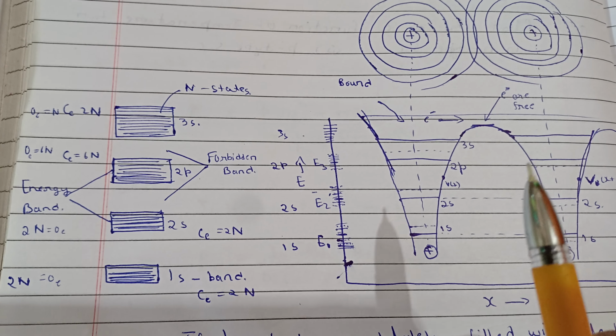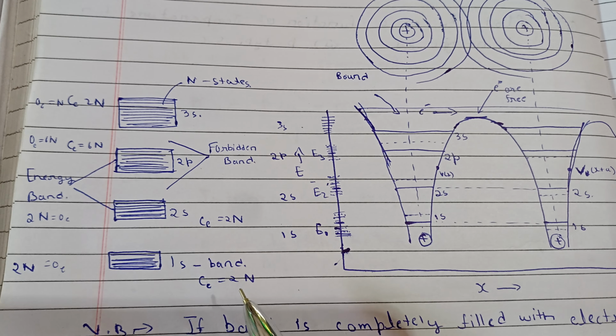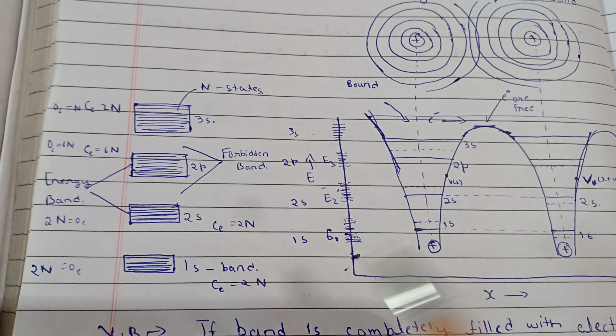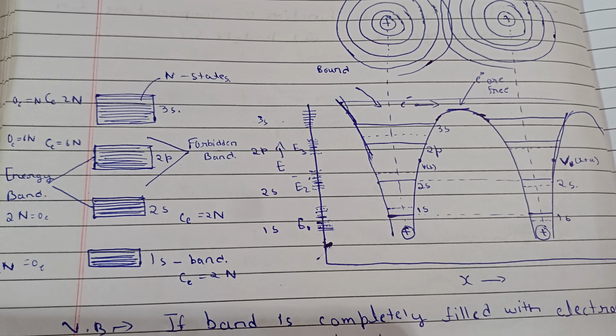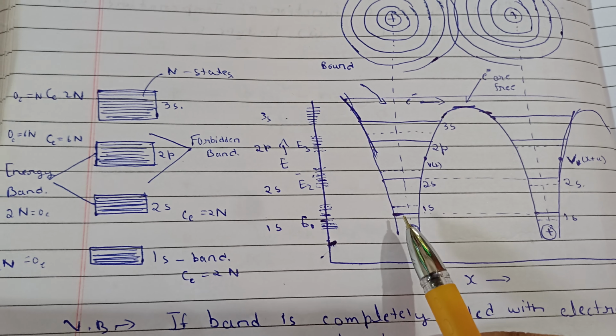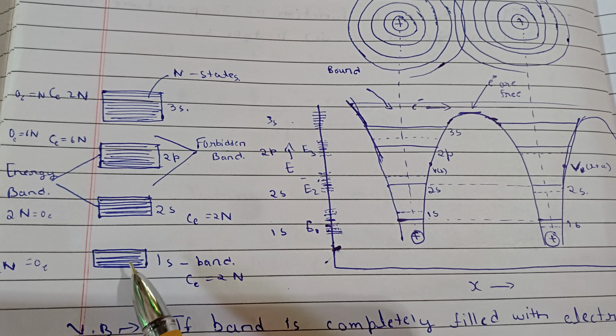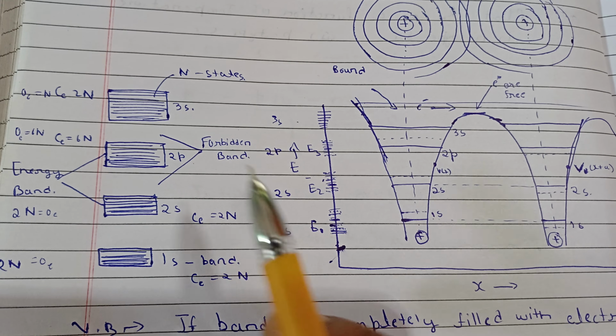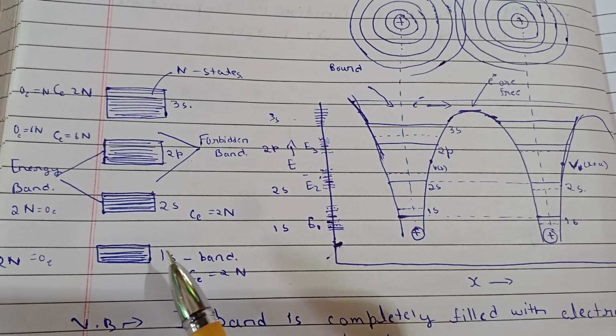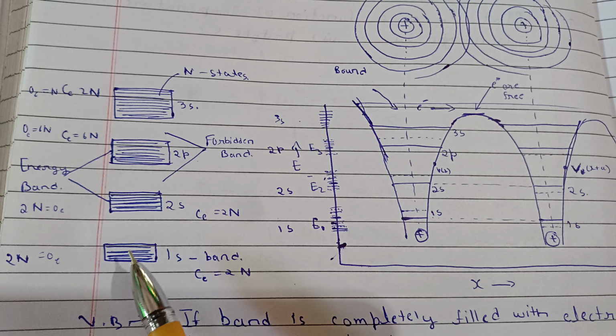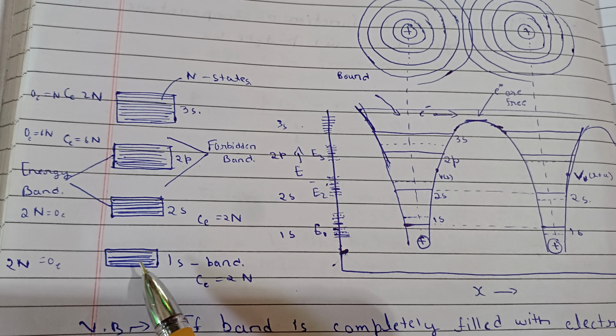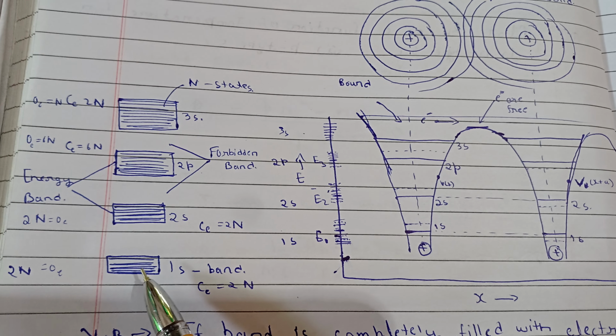Okay, just remember this. So let's talk about the capacity. If it is the 1s band, the n atoms are overlapping and we have n states, then how many electrons can occupy inside this? What is the capacity of this band?